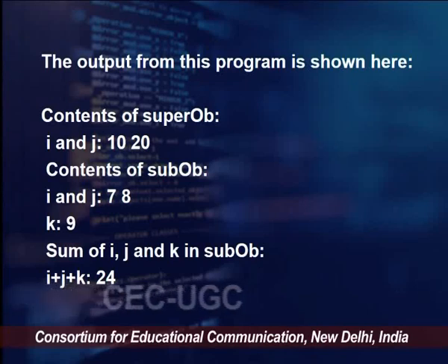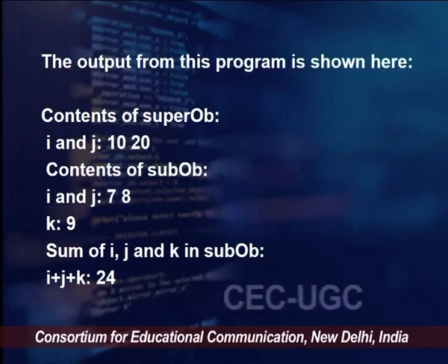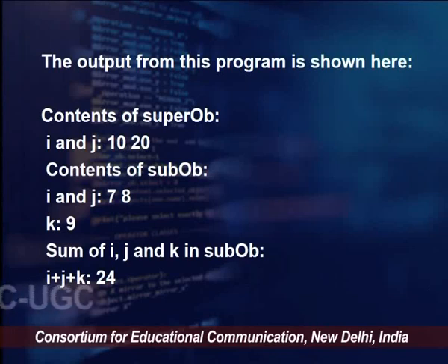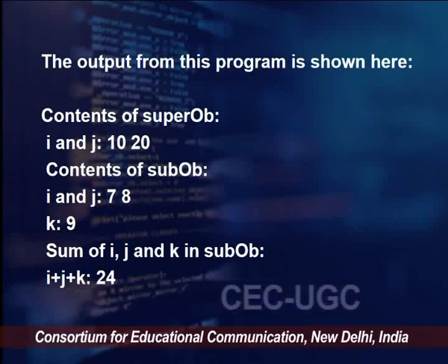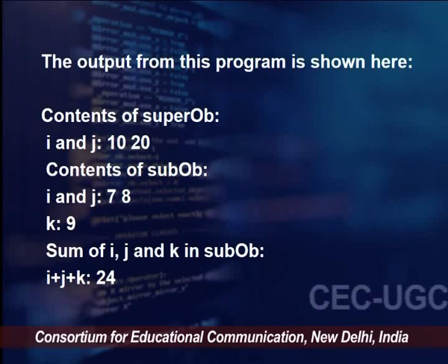And then with the help of the sum function, it gives us the sum of i, j and k in the sub object, which is 24, which is nothing but 7 plus 8 plus 9. So all the values corresponding to i, j and k with reference to sub ob are being added and the answer is printed.